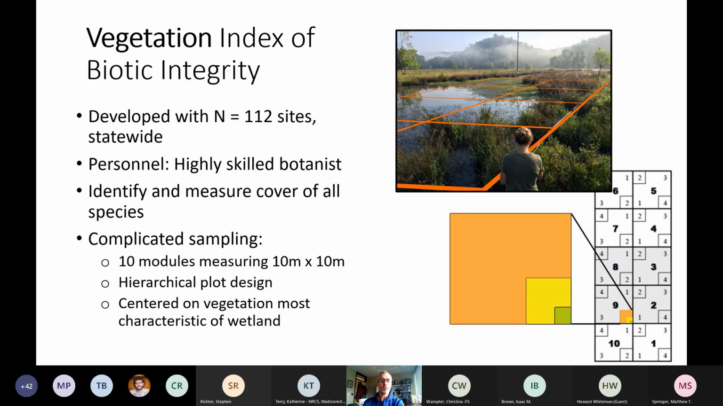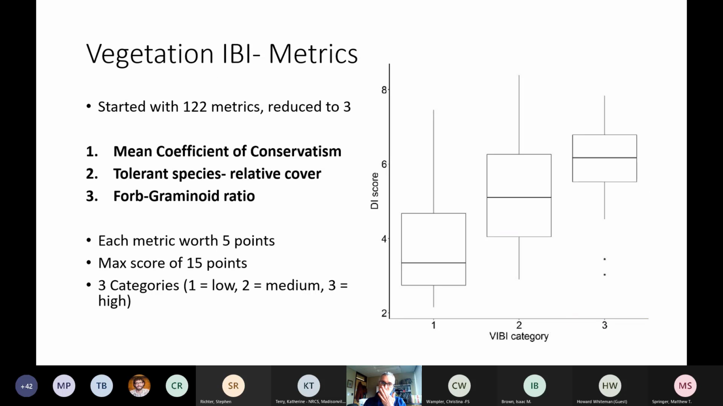The plot itself is centered on the dominant plant community in the wetland. And in some cases, in a complex or large wetland, you need to do multiple IBIs at each site to really reflect that variation in the community. So we started with 122 metrics and reduced that to 3.